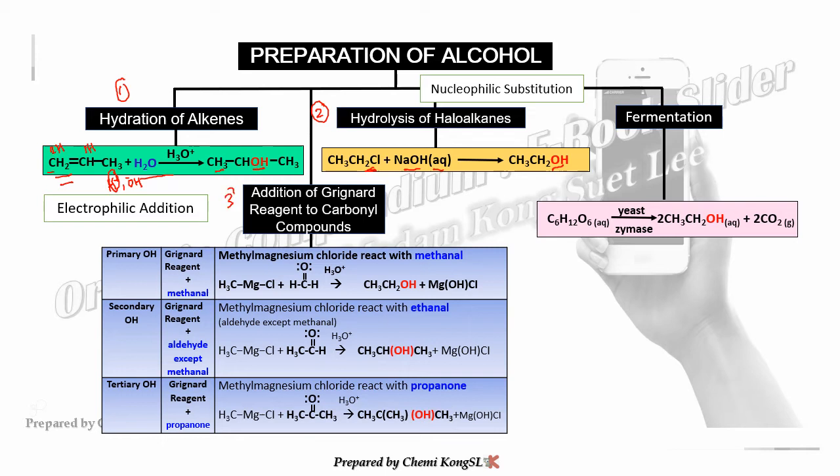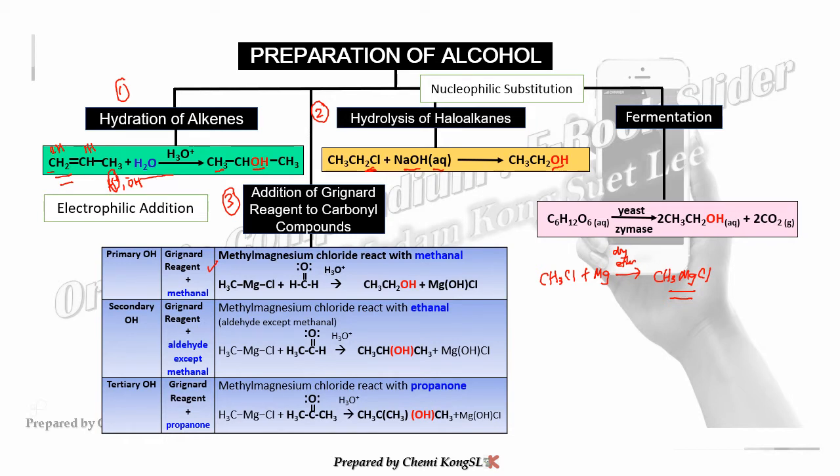And then the third is addition of Grignard reagent to carbonyl compound. First, we need to form the Grignard reagent. Do you still remember how to form the Grignard reagent? Let's recall a bit. It's from haloalkane. Based on here, we are using methane, so chloromethane reacts with magnesium in dry ether solvent, and then it forms CH3MgCl. This one is the Grignard reagent. The formal name is methyl magnesium chloride.